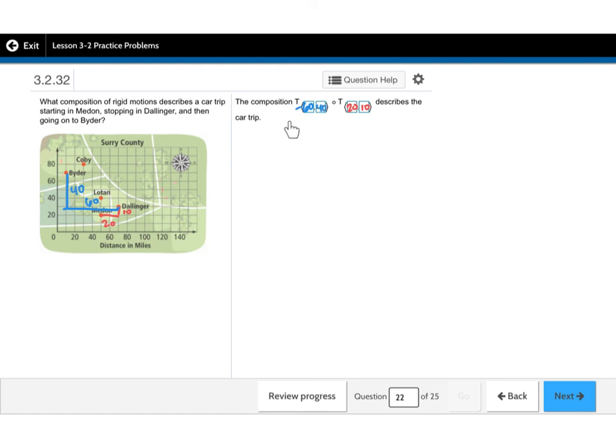So just remember that when we're describing compositions of two rigid movements, the second movement happens first. And then that first translation is happening to wherever we ended up after the second translation that's described here.